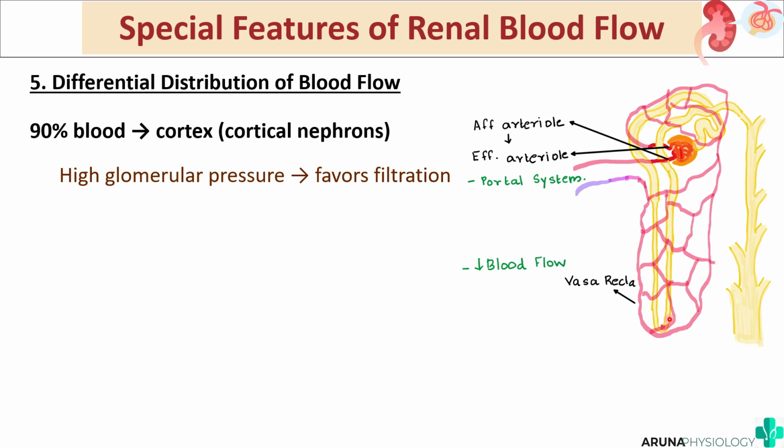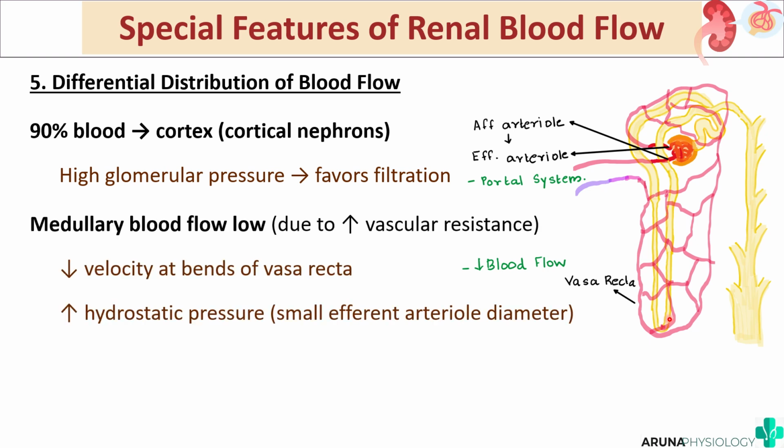So there is high glomerular pressure which favors filtration. But the medullary blood flow is low, and that is basically because of increased vascular resistance. Now, why is there an increased vascular resistance? That is because you've got these huge veins of the vasa recta, and these are long vessels, so the velocity of blood flow here is less. And not only that, because the efferent arteriole diameter is low, the pressure with which the blood is being pushed is also very low.